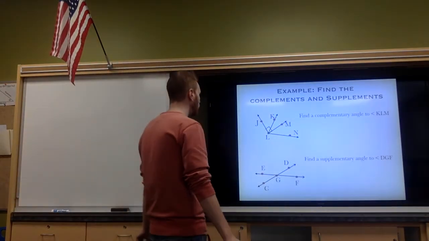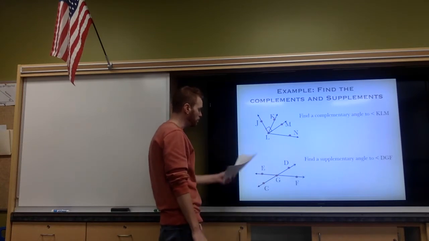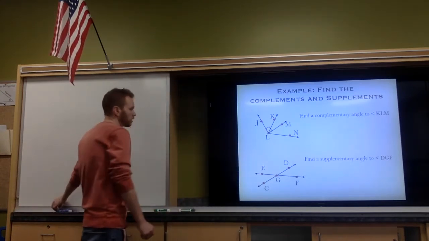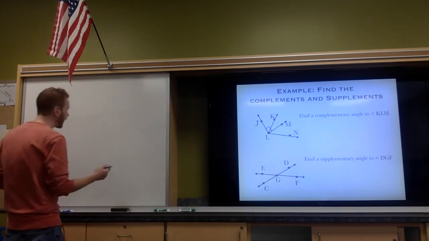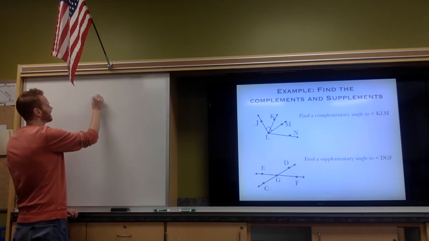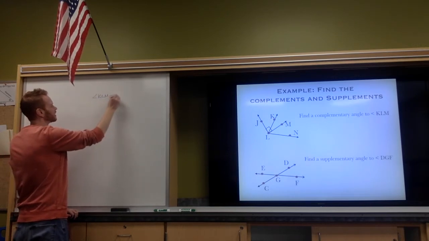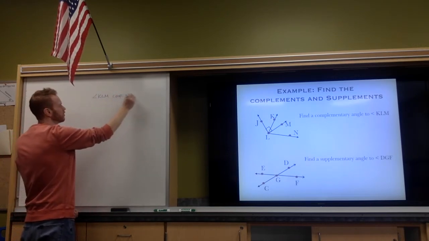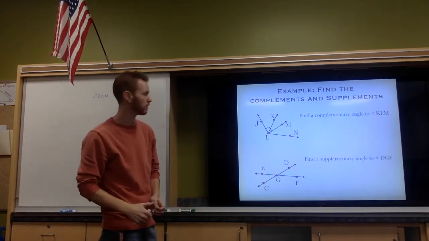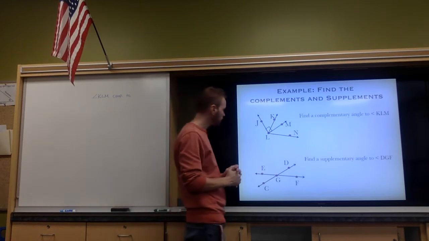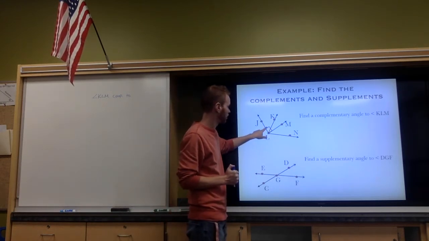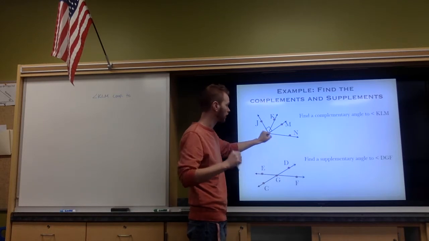So finding complementary and supplementary angles. I have two pictures here. Okay, and we're going to go ahead and do this together. So find an angle complementary to KLM. So complementary means adds up to 90. Now notice we have one part of the picture that is 90. That's this guy right here. So this angle we're ignoring.